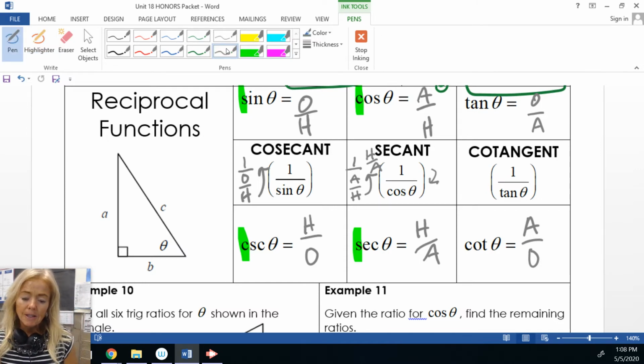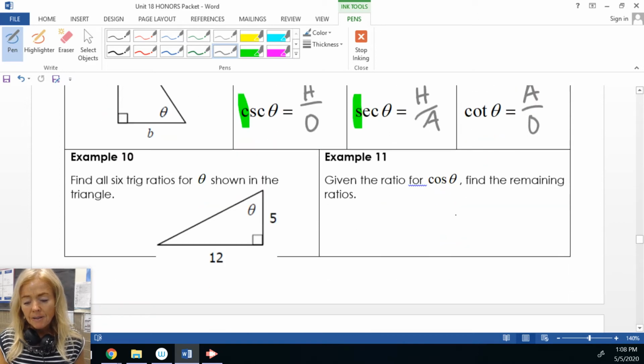I always think, okay, sine is O over H. And then I think, what's cosecant? Cosecant is the reciprocal of sine, so instead of O over H, it's H over O. I can just flip whatever the sine is, and that will give me my cosecant.